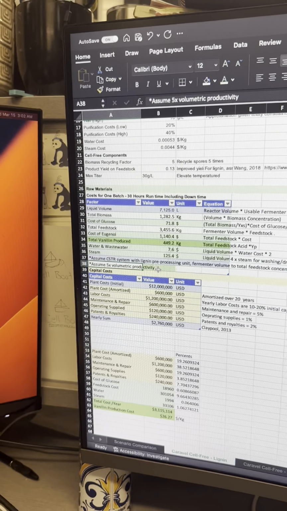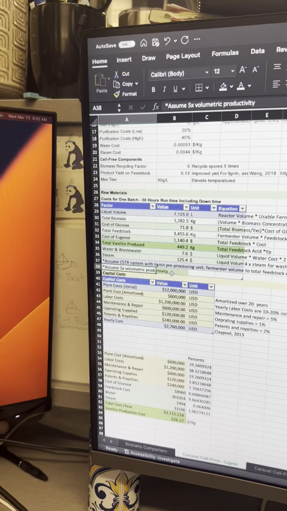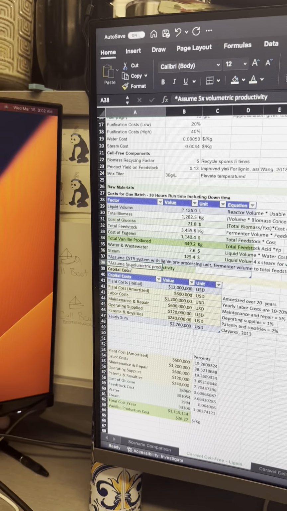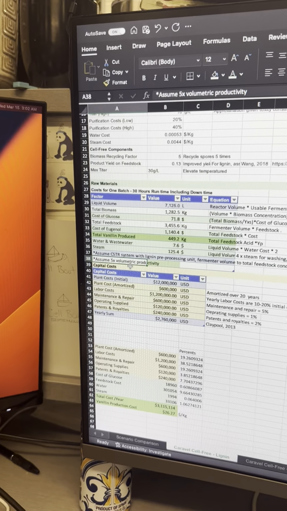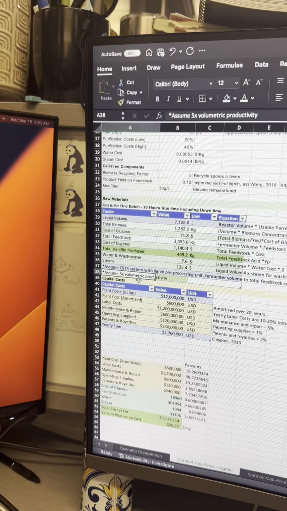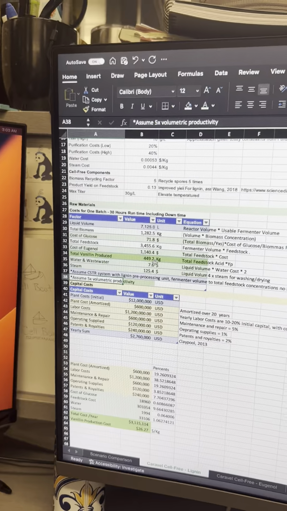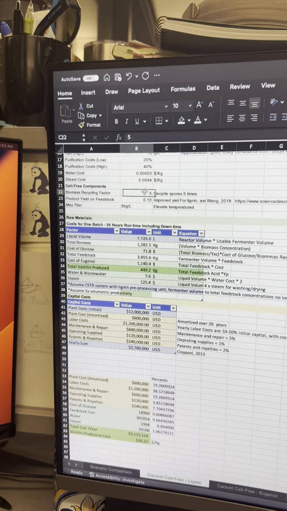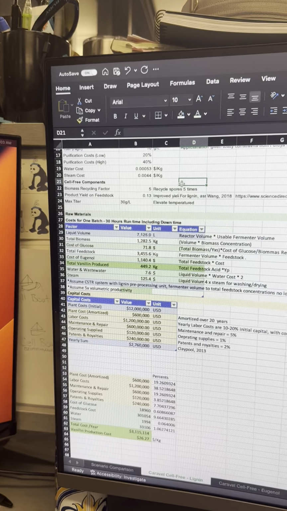You'll have read in that James Bowie paper that it's very common to see an order of magnitude increase in volumetric productivity over fermentation with cell-free. So this number being 10x would be perfectly reasonable. I'm keeping it at 5x because I don't want to be overly optimistic. The other thing I'm doing here is saying we're only recycling the spores 5 times. I'm not going too crazy and saying we do 10 times.